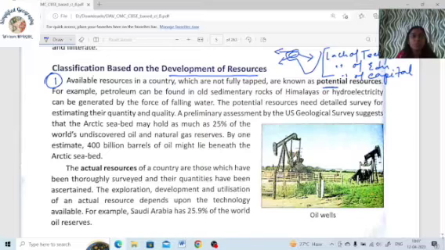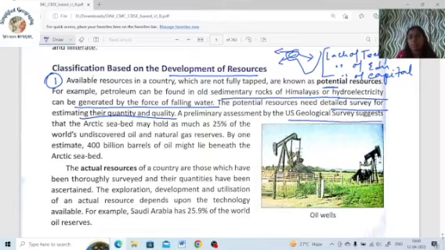For example, petroleum can be found in old sedimentary rocks of the Himalayas, or hydroelectricity can be generated by the force of falling water. The potential resources need detailed survey for estimating their quantity and quality. A preliminary assessment by the US Geological Survey suggests the Arctic seabed may hold as much as 25% of the world's undiscovered oil and natural gas reserves. By one estimate, 400 billion barrels of oil might lie beneath the Arctic seabed.